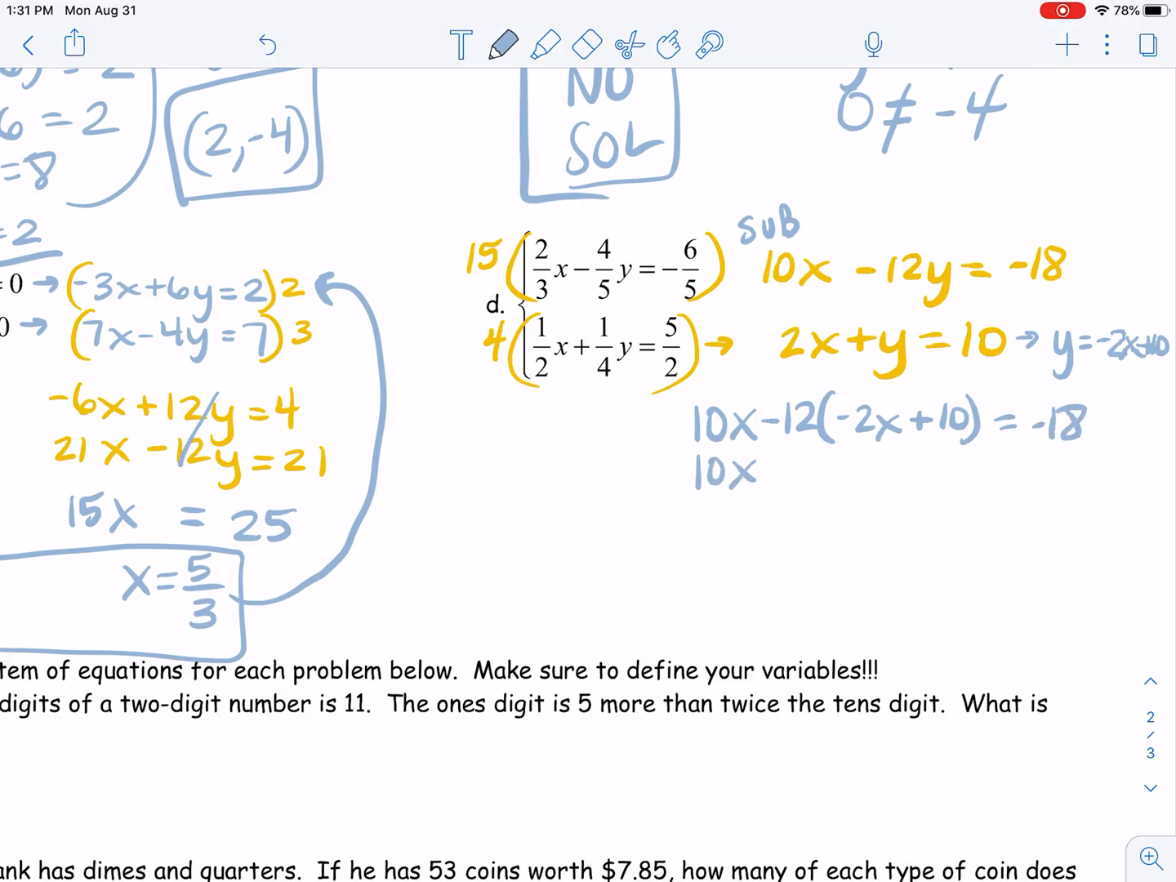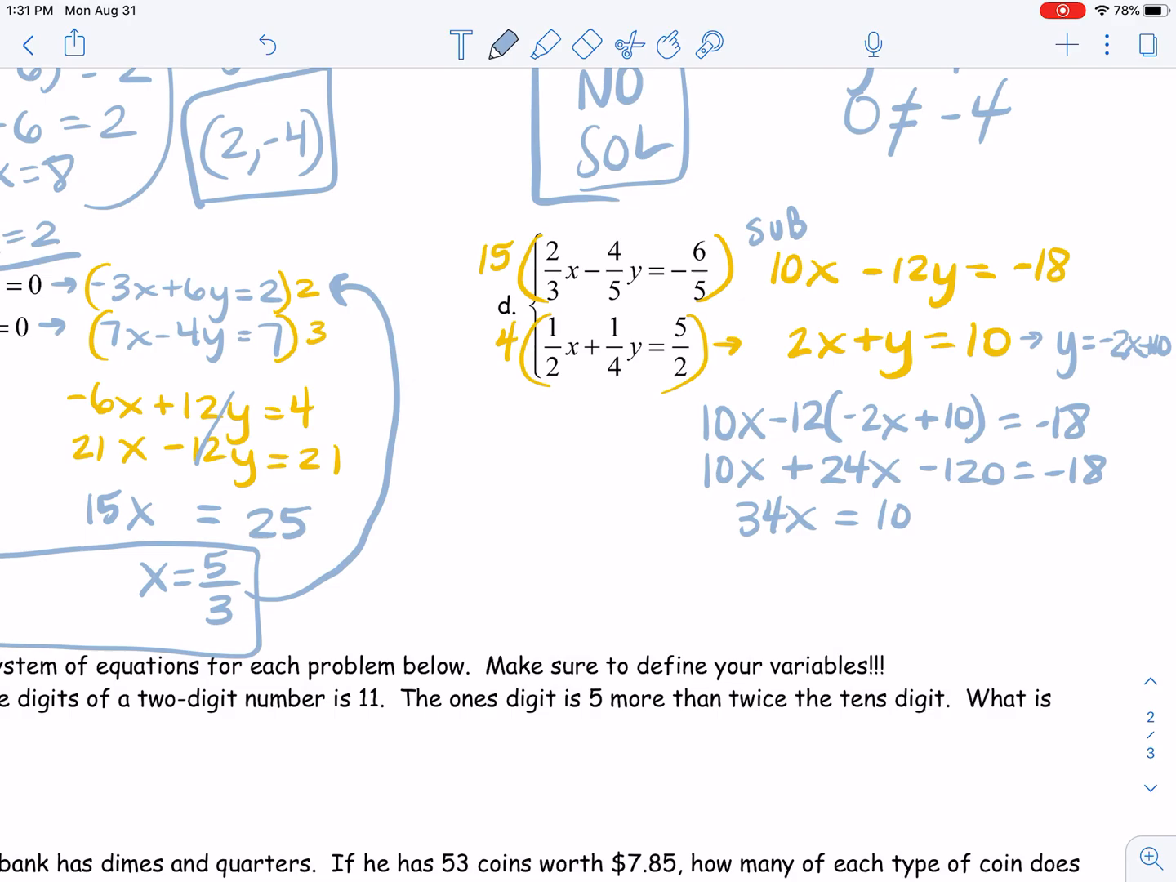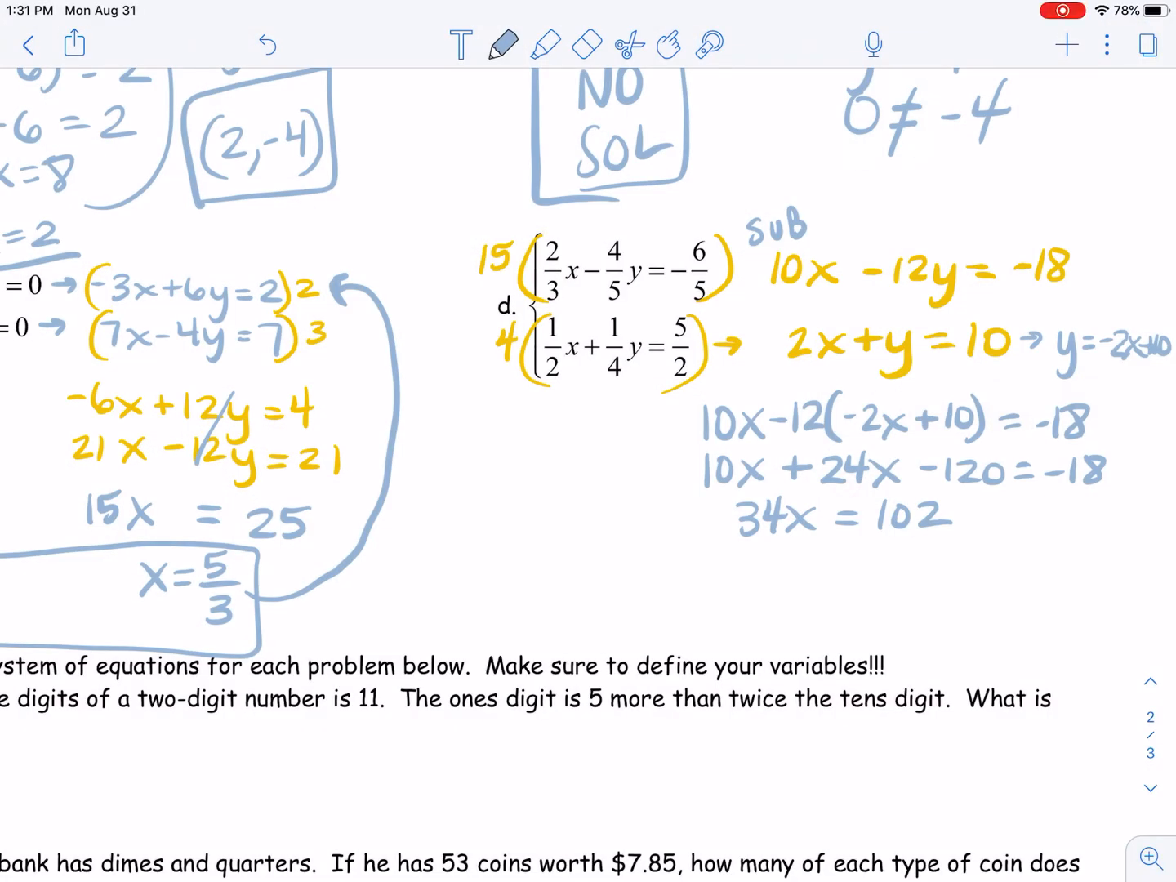So that'd be 10x plus 24x minus 120 equals negative 18. So that'd be 34x equals a positive 102. 120 minus 18 is 102. And then 102 divided by 34. I don't have a calculator here, do I? I can't do this off the top of my head. Hopefully you can. Let me go grab my calculator real quick.